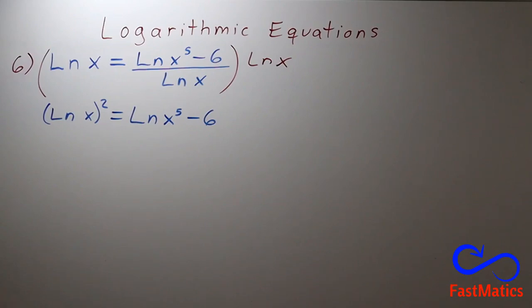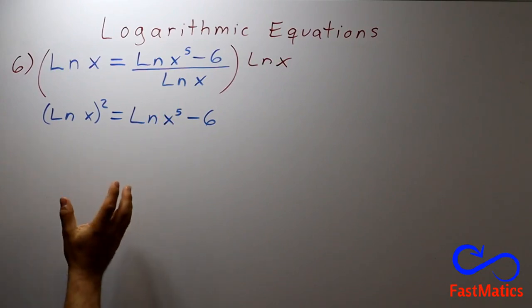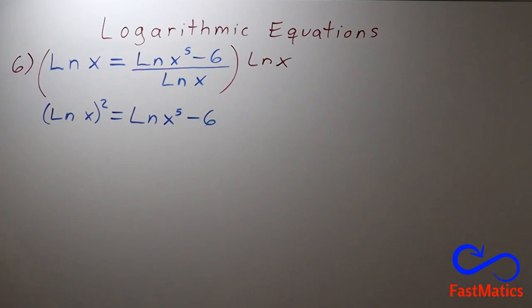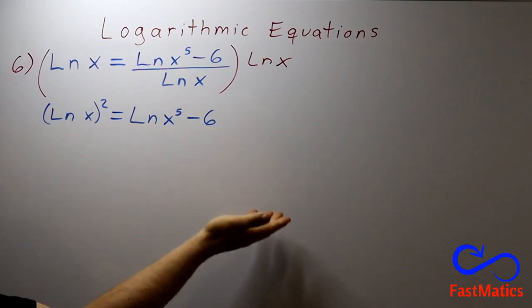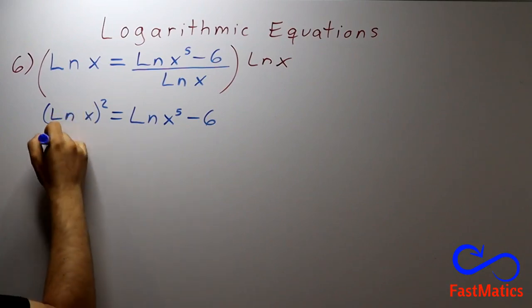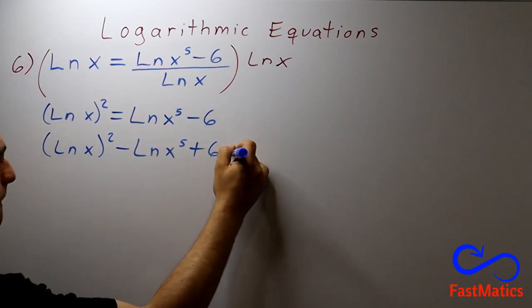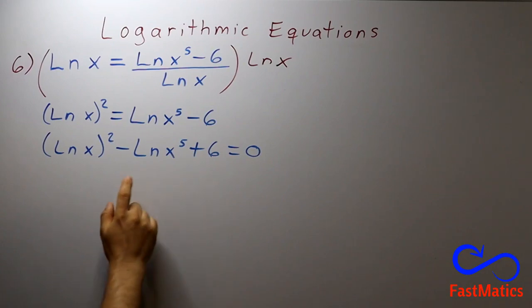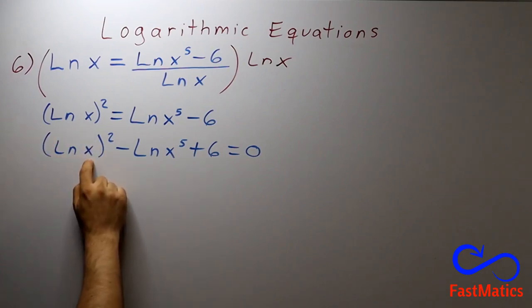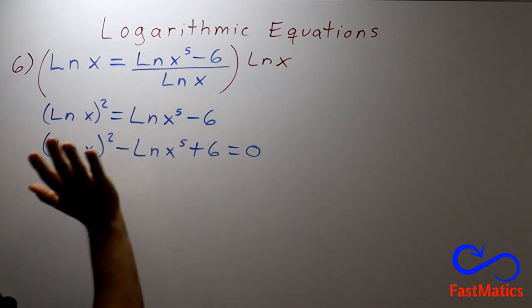Now, I must think. In order to solve a logarithmic equation, I need only one term on the left side and only one term on the right side. But here it is a little bit complicated. And I see that I have a trinomial if I pass everything to the left side. So let's try it. We pass everything to the left side, changing signs. And we see that maybe it is a quadratic form. But in order to have a quadratic form, I need ln of x here, squared, ln of x only here, but not with the 5, and plus 6, no problem.